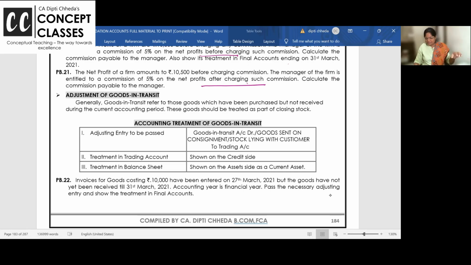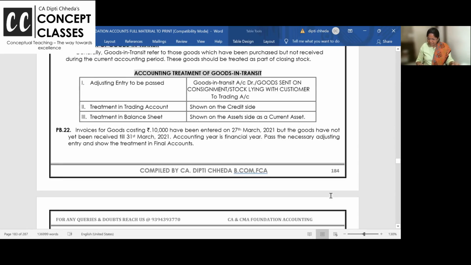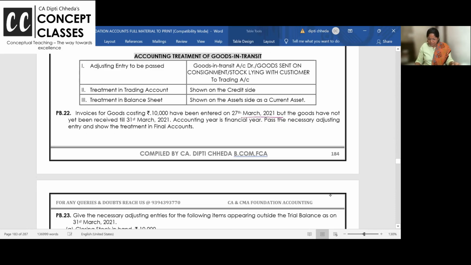I hope you all are getting it. Because I purchased the goods, now I have sent it to the consignee. So trading account credit, and my goods are sent on consignment, or my goods are lying with a third party, or my goods are lying on approval basis. Goods sold on approval basis was separately already done as a chapter, so there we will use it. Just some goods of 10,000 have entered, but goods have not been received. So what entry will we write for problem number 22?